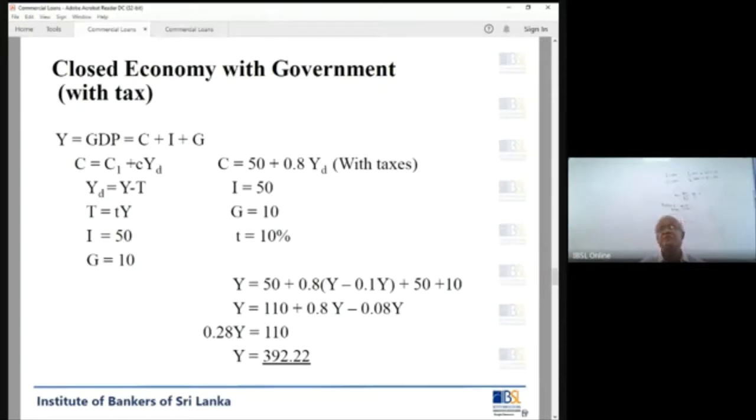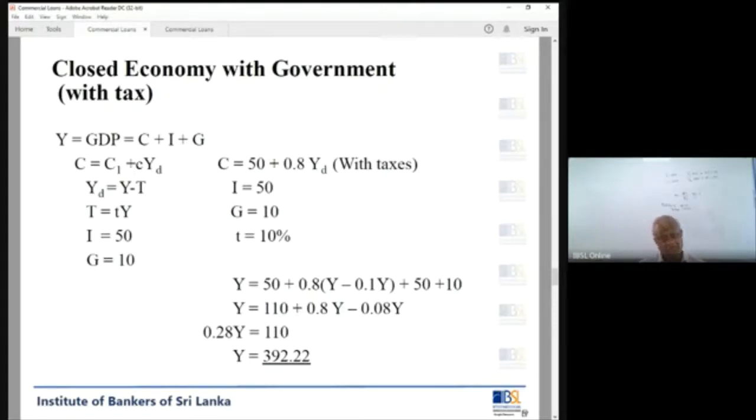Why is that? People's purchasing power decreases. Disposable income decreases by the amount of taxes they pay to the government. As a result, total GDP decreases.